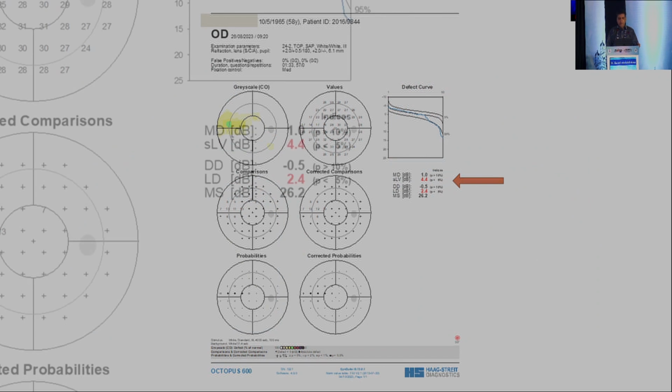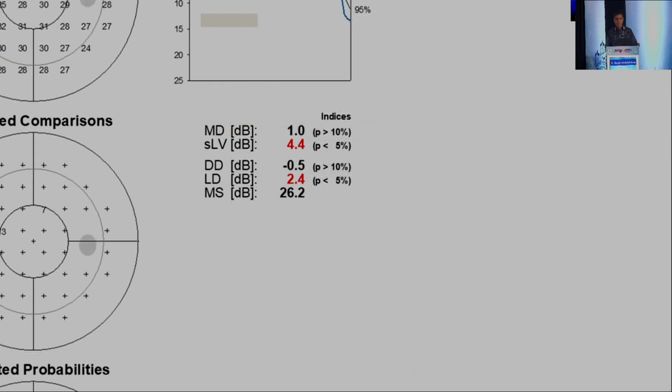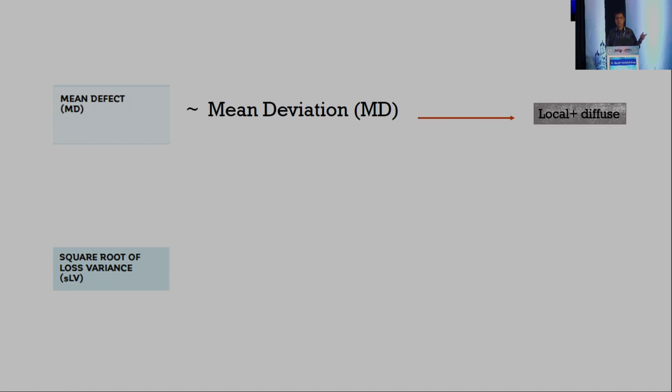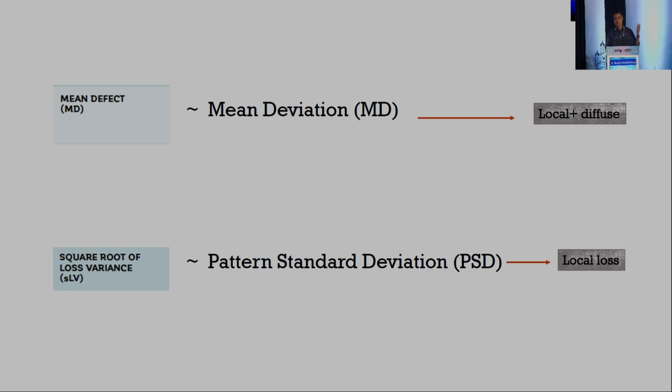Now, if you look at the indices, there are 5 indices. The one at the bottom is MS. It's not very important. Let's look at the important ones. The MD, or the mean defect, is similar to the mean deviation, representing both local and diffuse loss. The square root of loss variance is again similar to the pattern standard deviation of the Humphrey and represents local loss.